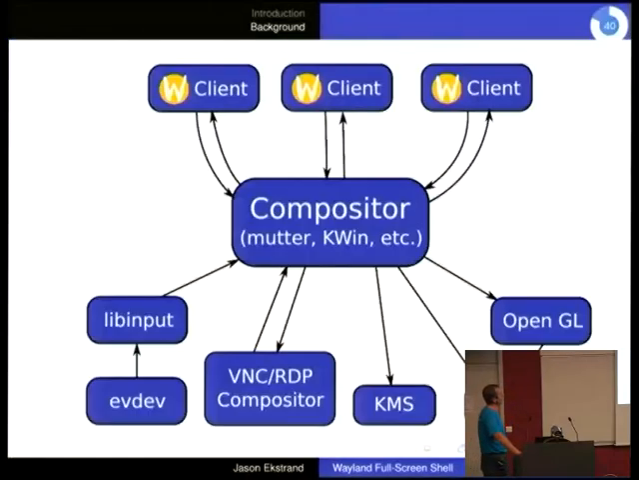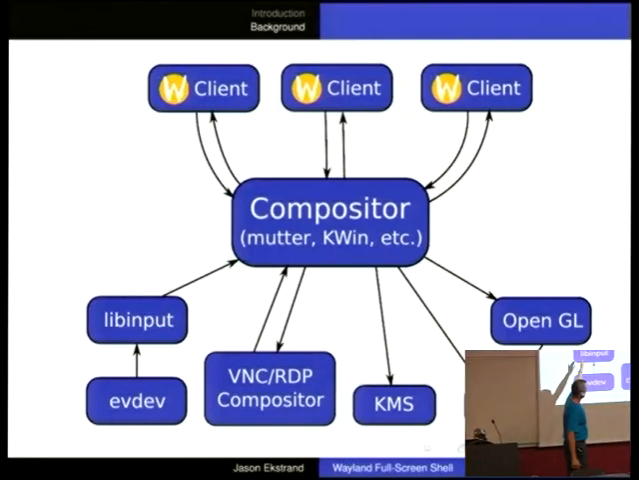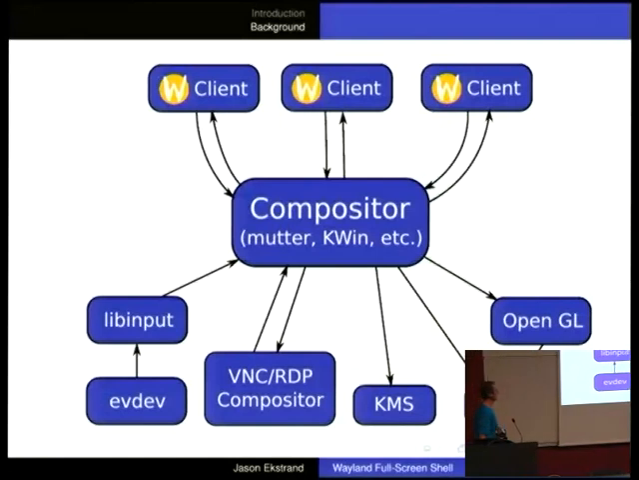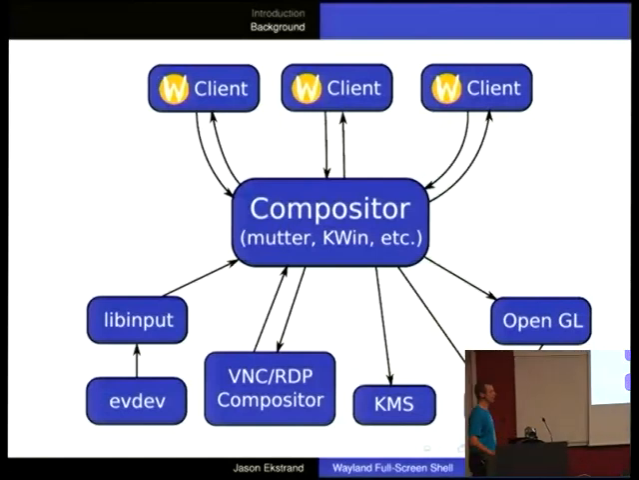So in this model, we change from our original picture to something that looks like this. In a screen sharing setting, you have your compositor, you have clients connected to it, and it's still pulling in from libinput. It's still drawing out to the screen. But then it's also getting input from the RDP compositor, and sending output to the RDP compositor that it's sitting on top of.